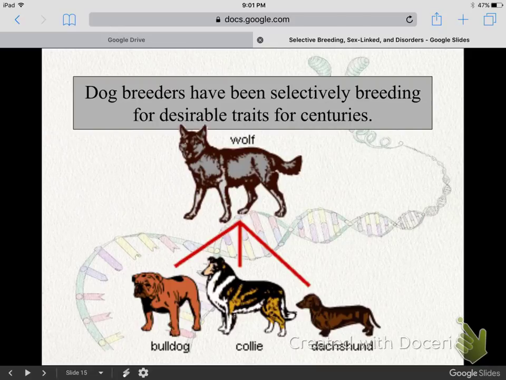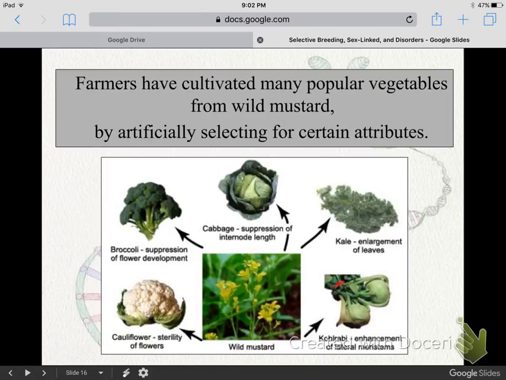Talking about dog breeders, they have been selectively breeding animals for desirable traits for centuries. And it shows here starting off with the wolf and ending up with the bulldog, the collie, and the Dachshund. Farmers have also cultivated many popular vegetables from just wild mustard, and it's by artificially selecting for certain attributes. So you have wild mustard, and then it shows it breaking off into other different crops.